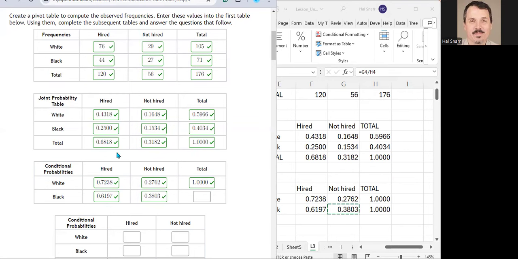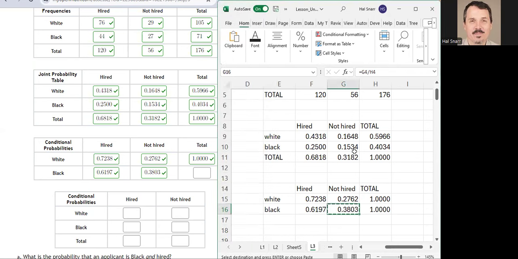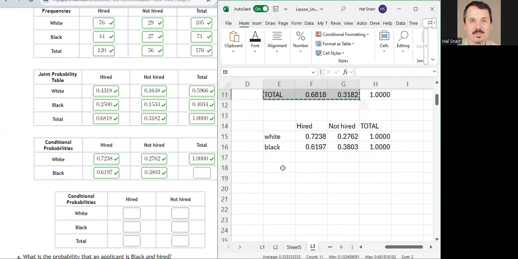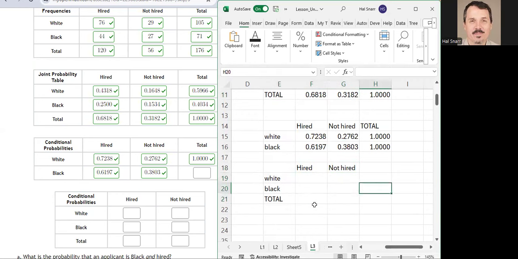Hired depends on race, or race depends on being hired, right? Now we need to calculate conditional probabilities where we're conditioning on hired or not hired. What I'm going to do here is copy these 3 columns and put them here. Then I'm going to delete the numbers. So now we've got the totals for hired and the total for not hired, right?